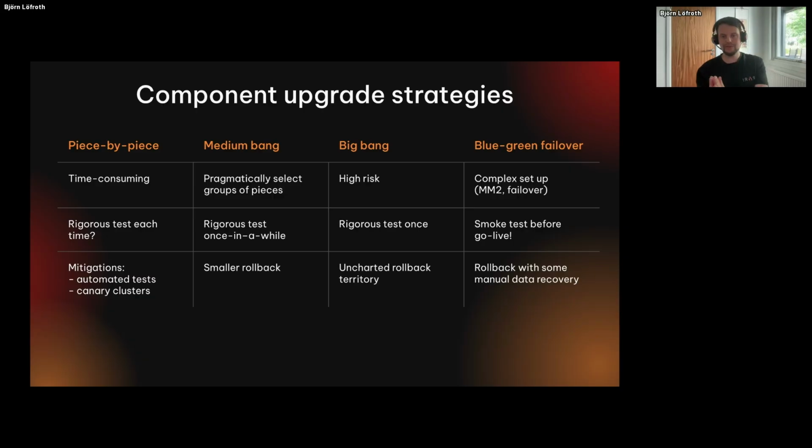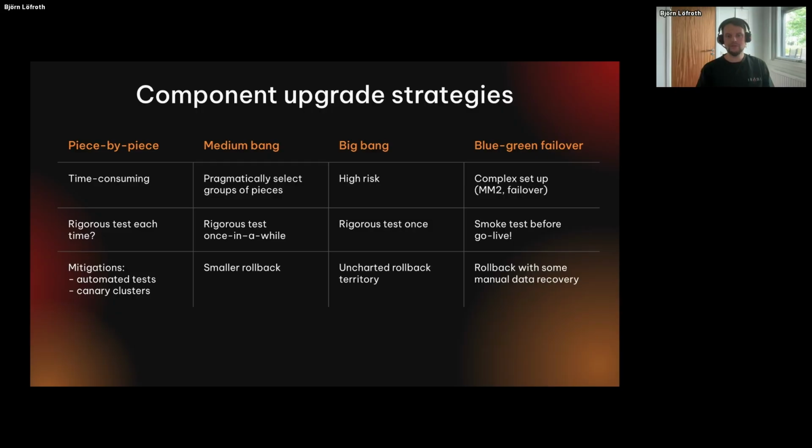And if we move a little bit to the right here, to the more big bang approach, you could upgrade all of your components at once. And that would, of course, be high risk, and if you encounter a failure, you wouldn't know which component caused it. But on the other hand, you could save some time if you have an expensive performance test suite that you only have to run once, or some manual tests that you only have to run once. But still, it's a lot of complexity and a lot of risk, and if anything goes wrong, you might need to do some rollback, and then you would be in some kind of uncharted rollback territory.